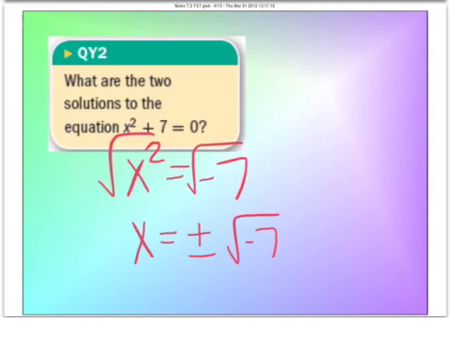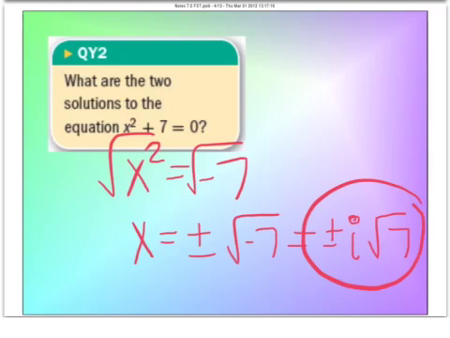Now whenever you see a negative in the square root, you can take that out and replace it with an i on the outside. You're going to have plus or minus i times the square root of 7. So there are 2 solutions to this. Again, I'm going to caution you, the most common mistake is people will forget the plus or minus right here.